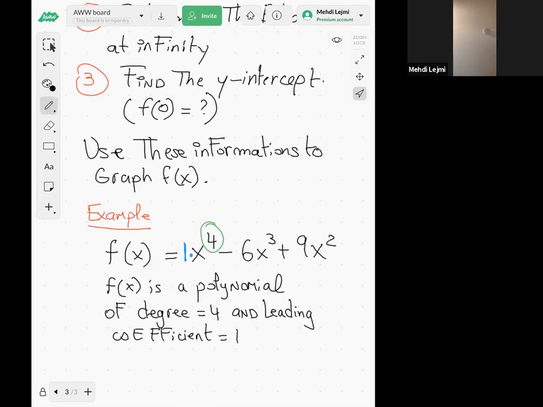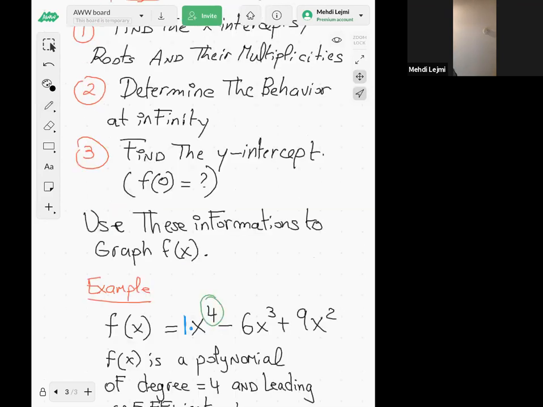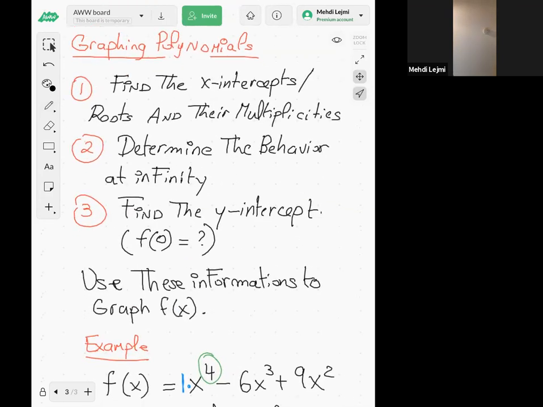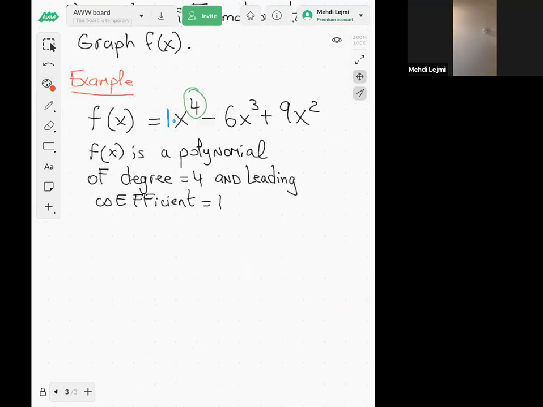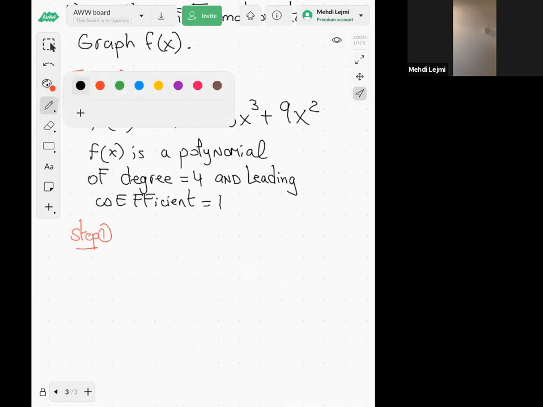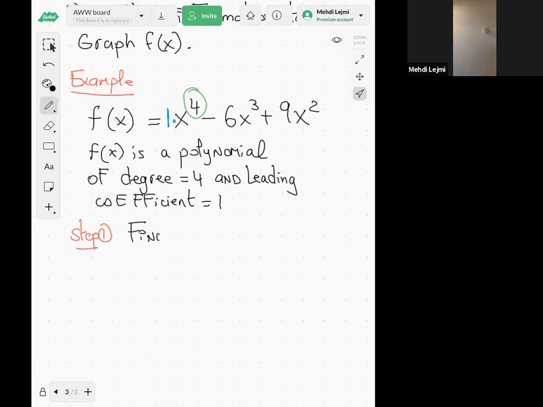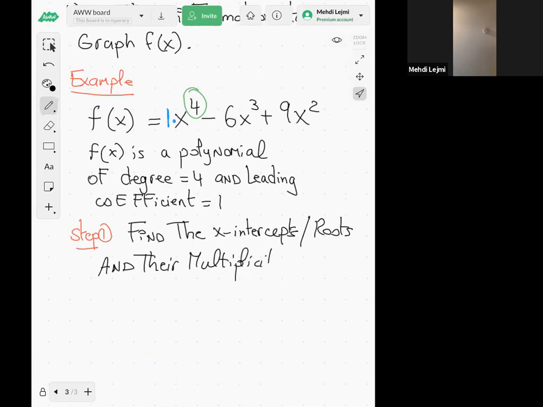Anyway, so first thing to do, guys, we said we need to find the x-intercepts, the roots, and their multiplicities, right? So step one, first thing to do, find the roots or the x-intercepts and their multiplicities, right? That's the first thing to do.